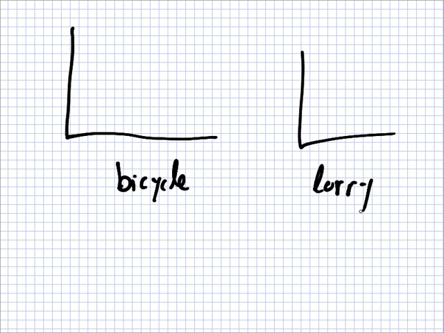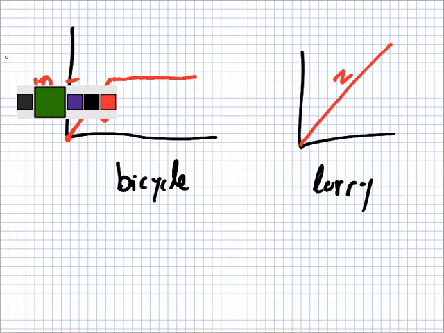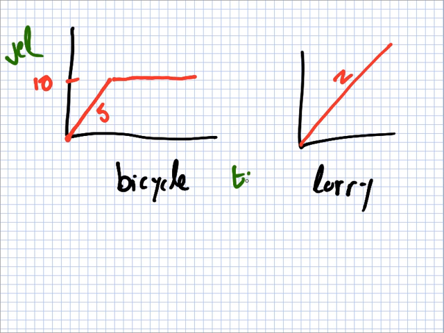The person on the bicycle starts at rest, accelerates at 5 until she reaches her top speed of 10. So then she must travel at 10 meters per second. Okay, but the lorry can keep accelerating at 2. Now, this here is velocity, and this one here is time.